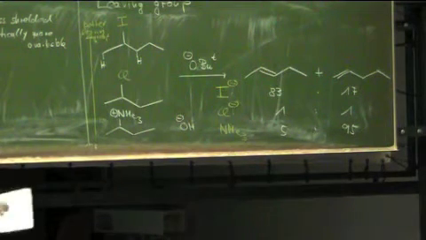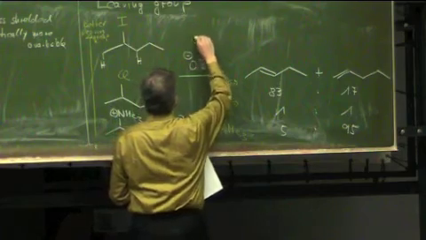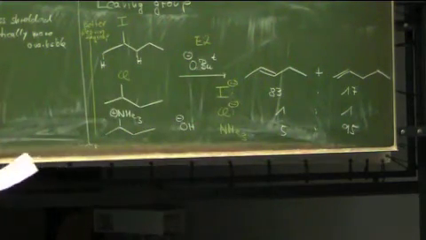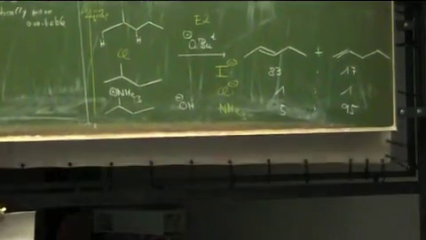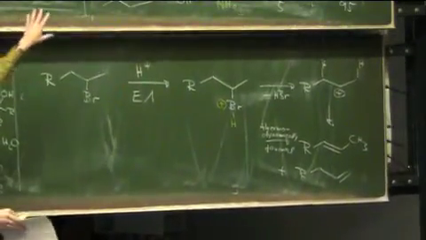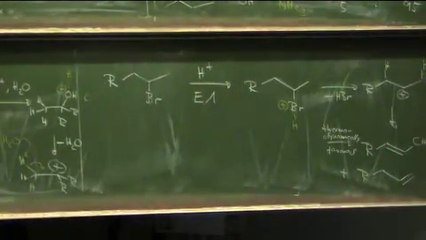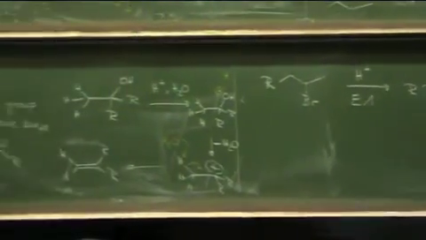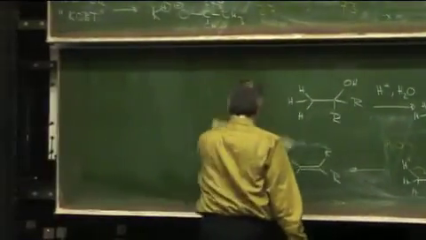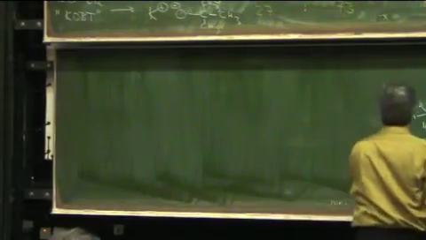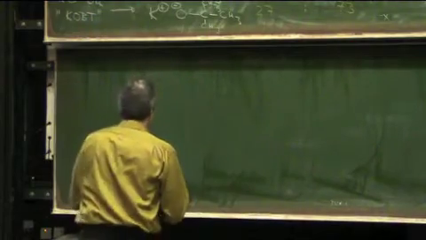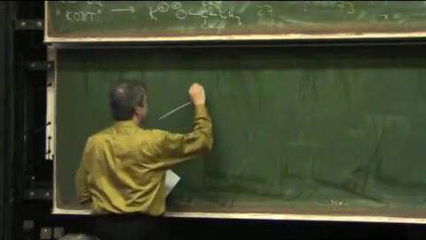And all three are E2 eliminations. So we have the classical E2 setup. But the question is, why is this? What is going on here? And we already said that one of the differences is the leaving group here. And the trimethylamine leaving group is not a very good leaving group here.